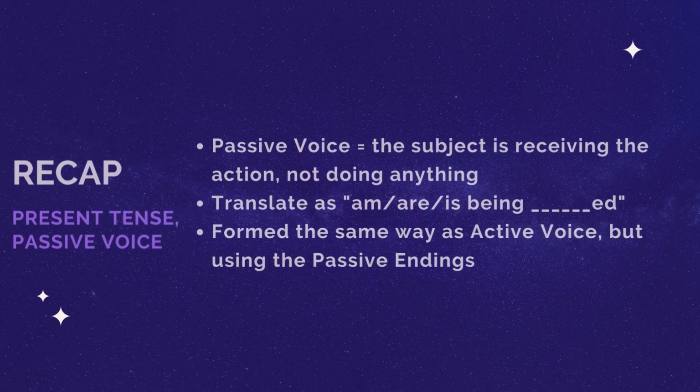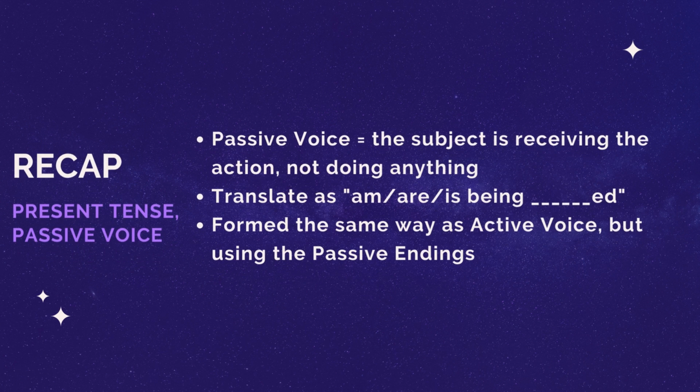So let's recap everything we just did. Okay. Again, the passive voice is when the subject is receiving the action, not doing anything. We translate it as being blank, right? I am being blank. You are, he, she, it is being, whatever, being seen, heard, whatever. Use the present tense form of your verb. And it's formed the same way as the active voice. You just use the passive endings. So everything you've learned about how to form present tense active voice, you still do it. You just change the endings.